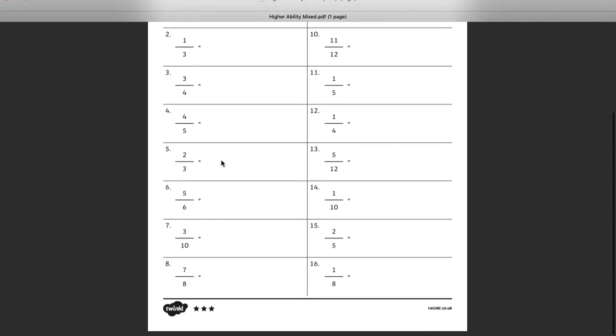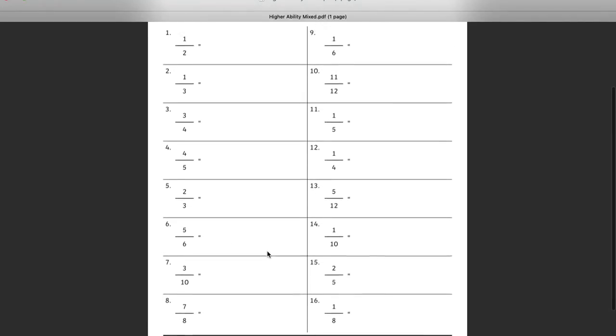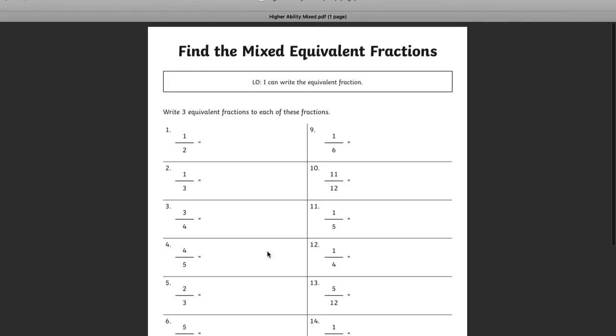And I want you to write 3 equivalent fractions for all 16 of these fractions. Okay, good luck with that activity. I hope that you feel confident in tackling some equivalent fractions topic today.